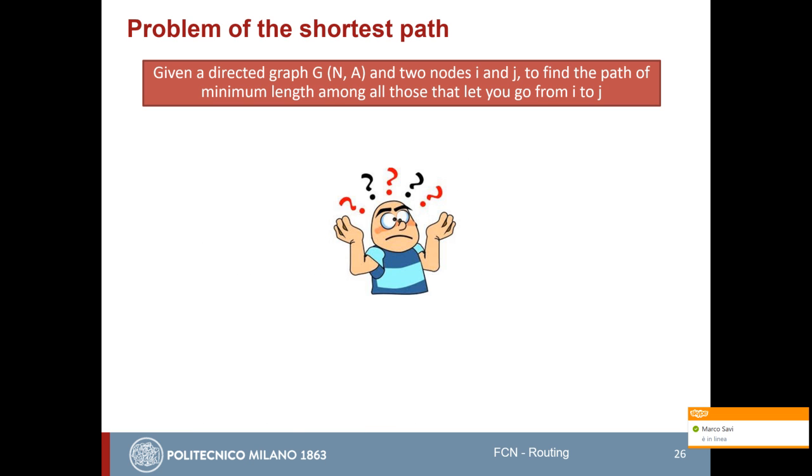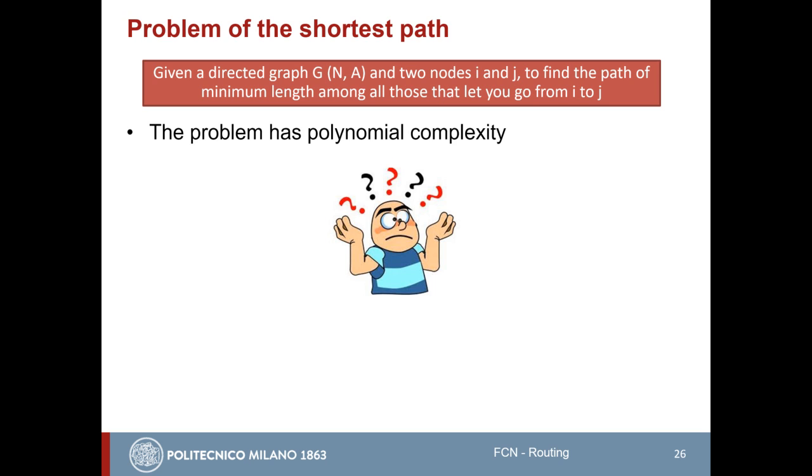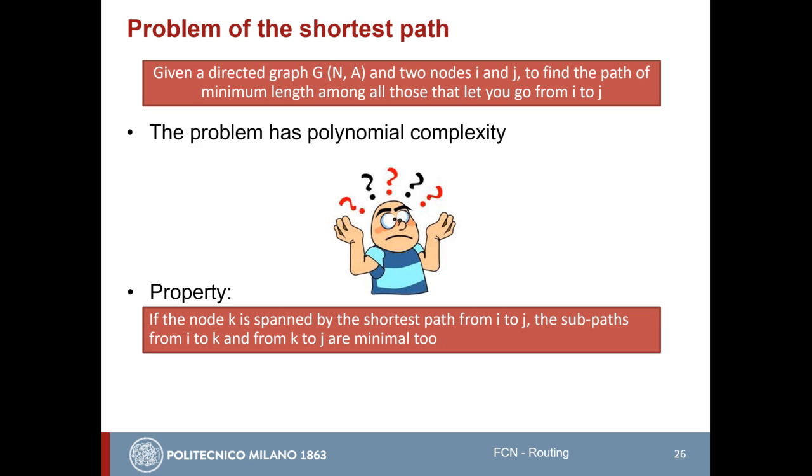So the problem of the shortest path is defined this way. Given a directed graph where N is the set of nodes and A is the set of arcs and G is the graph, and given two nodes i and j, we have to find the path of minimum length among all those that take from i to j. And as we said, the problem has a polynomial complexity if you use a suitable algorithm to solve this problem.